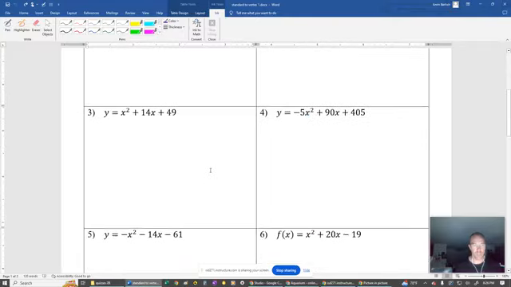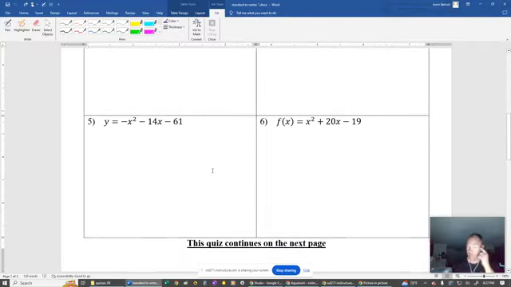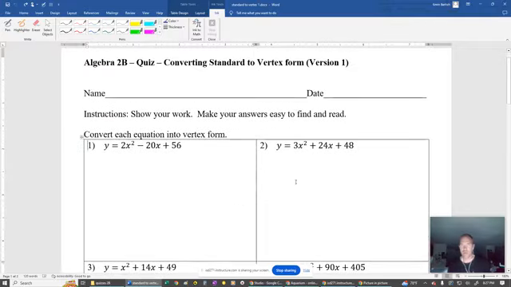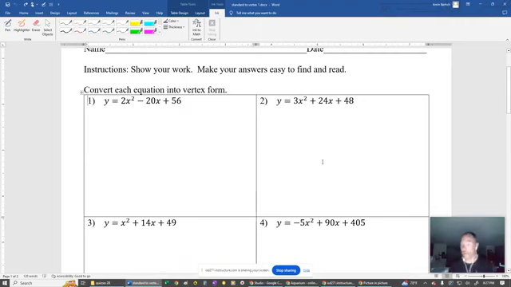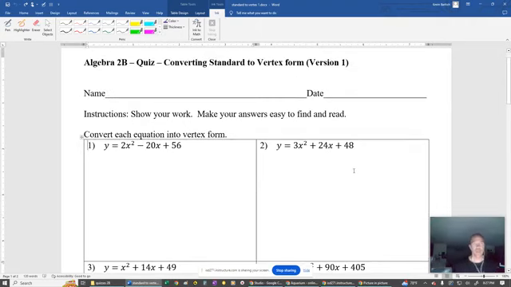I think I'll do the left side, the odd numbers, where we know how to find the vertex, and let's just plug it into vertex form. And then I'll do another video on the right side with the evens where we do completing the square. So we'll start here. Our instructions say to show your work, make your answers easy to find and read. We're going to convert each equation into vertex form.